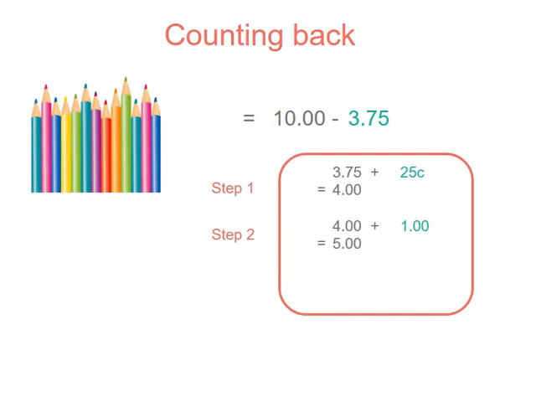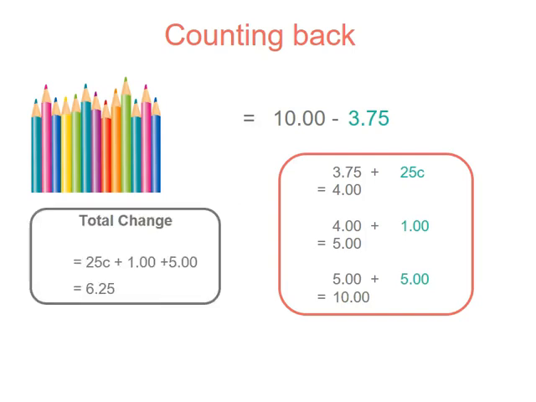You may not need to do this, but this would help if you were thinking of which coins you might give back. You could use a $1 coin. And then I'm going to add $5 to get back to $10. So my change altogether is 25 cents plus $1 plus $5, which equals $6.25.